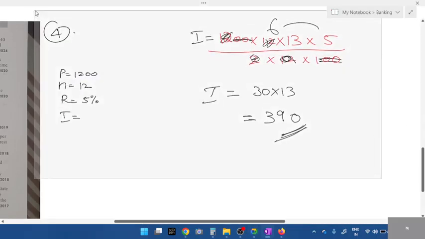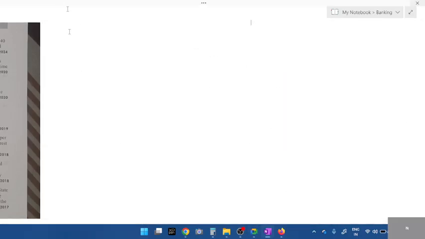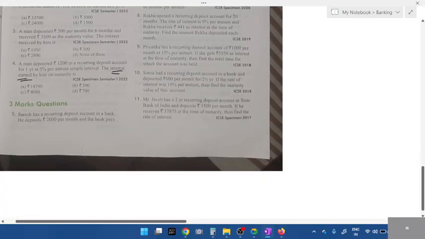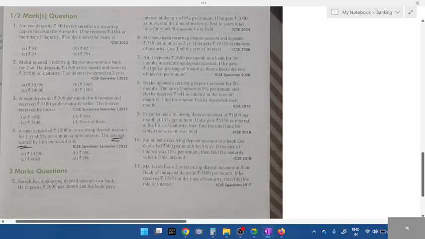Next, MCQ is done. We did 2 questions, the other 2 questions I'll send later. One 3 marker question. When did they give this? 2024. Look at this. 2024. What is given? Fifth one.